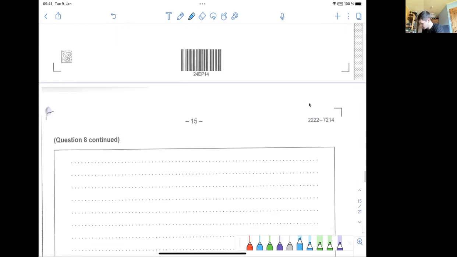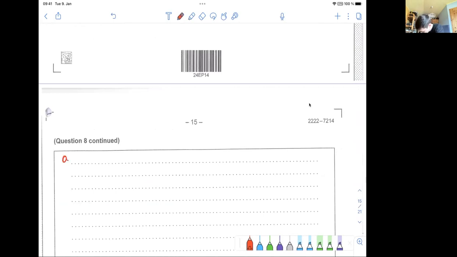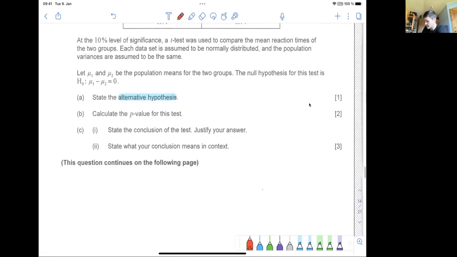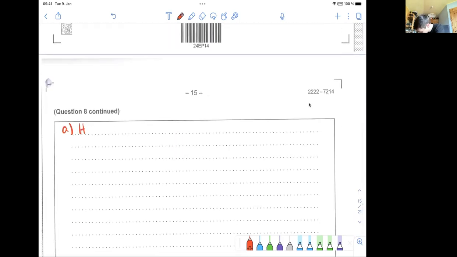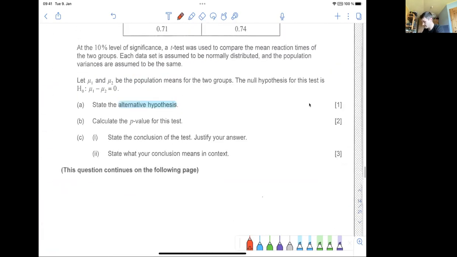And so that will be, since all we need to do is show that, if our null hypothesis is that they are the same, then our alternative hypothesis is going to be that they're not the same. And the way we denote that is we write an H1 and we'll say mu1 minus mu2 does not equal 0. Okay, so there is the answer to part A. Let's move on to part B.